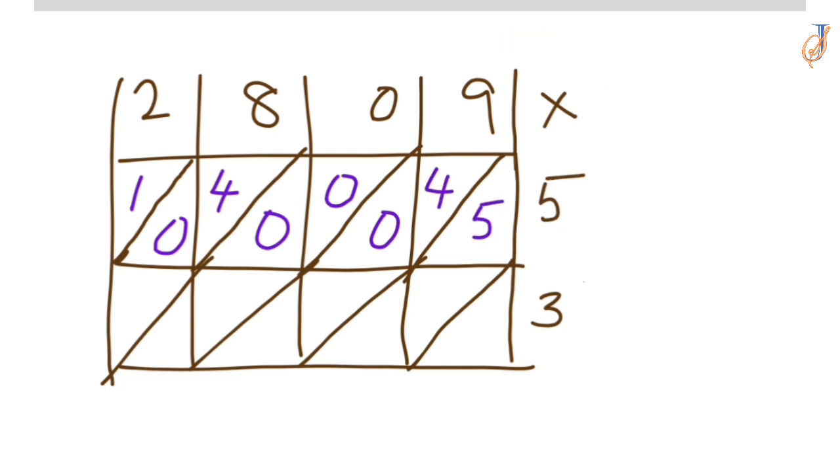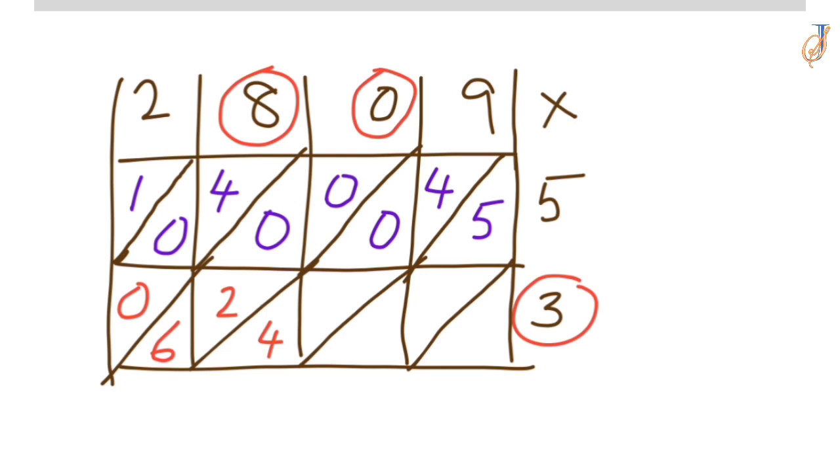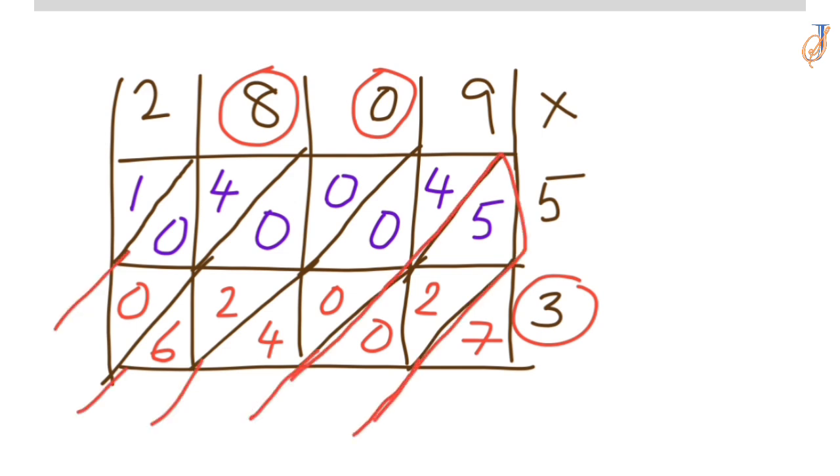Now you have to multiply with 3. So start with 2. So 2 times 3 is 6. So you write it as a double digit to fill these boxes. And then 8 times 3 which is 24. And then 0 times 3 which is 0, and 9 times 3 is 27. So the last step is extend the diagonals and then add the numbers.